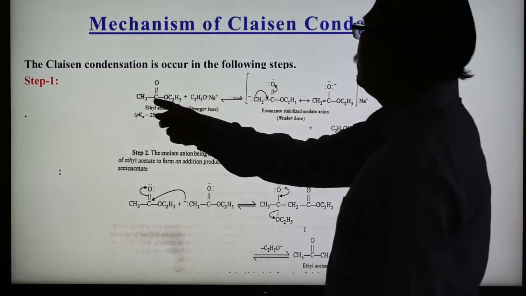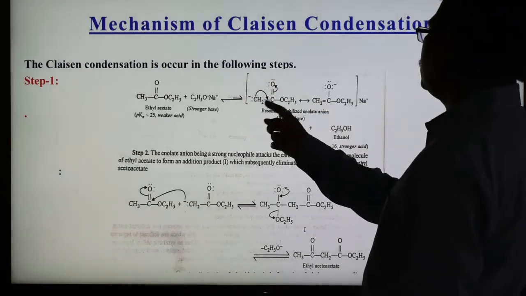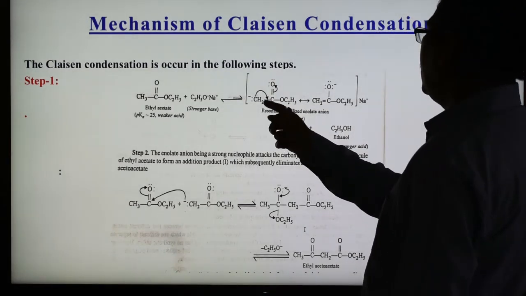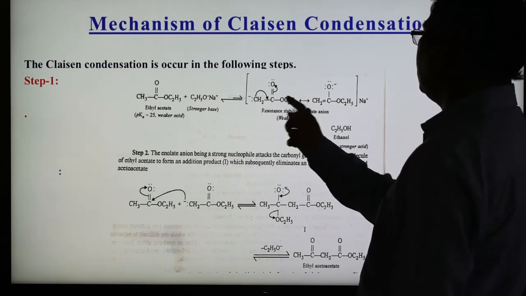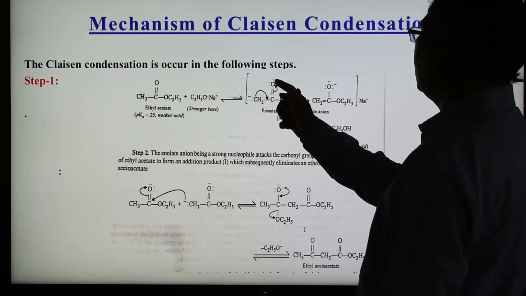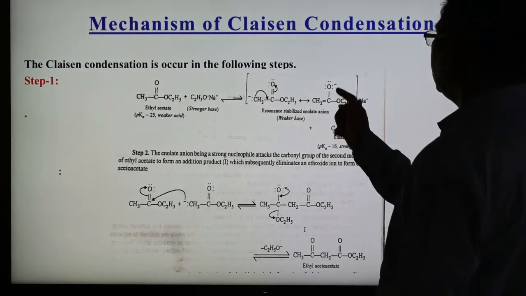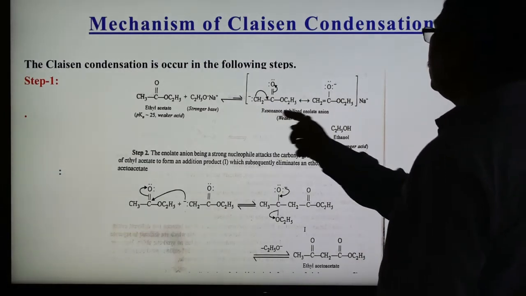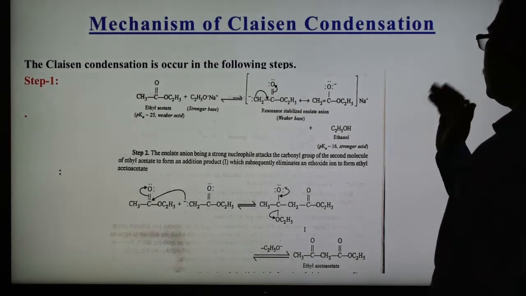Here the ethoxide abstracts a proton from this, and we get CH2CO, which can be resonance stabilized. This electron pair comes here and becomes a double bond, and this double bond shifts here, so here is a negative charge. Now in this case this is shifted here, so it is negative. This is the product, the resonance stabilized enolate anion, and C2H5OH is the other product.